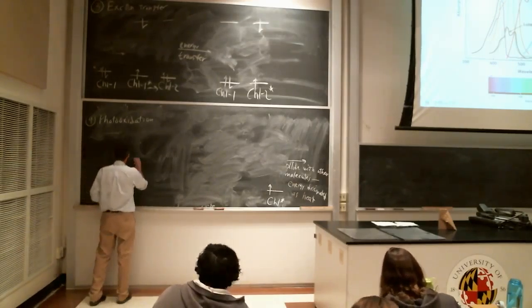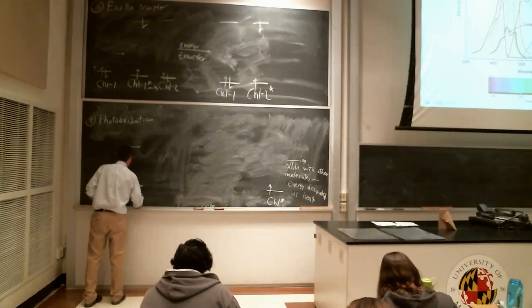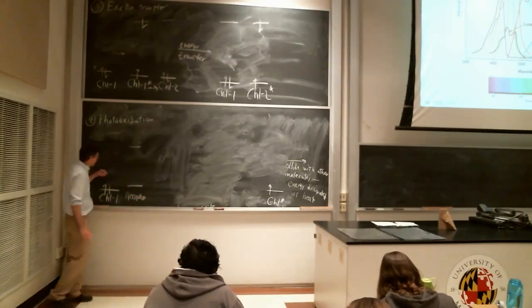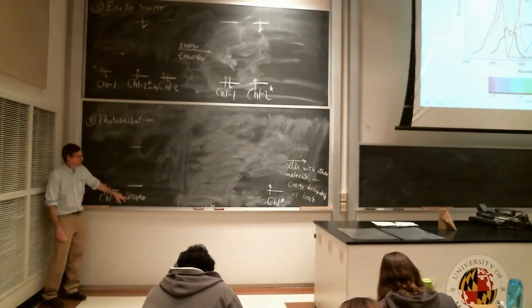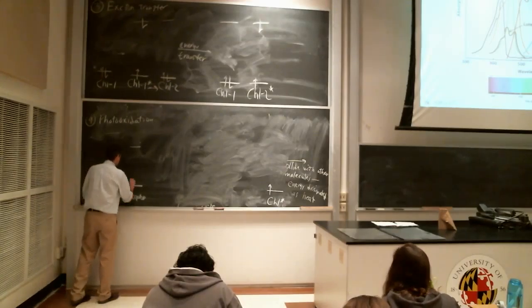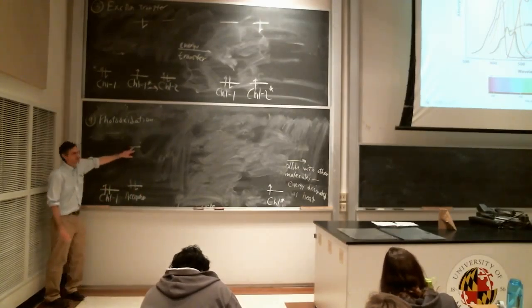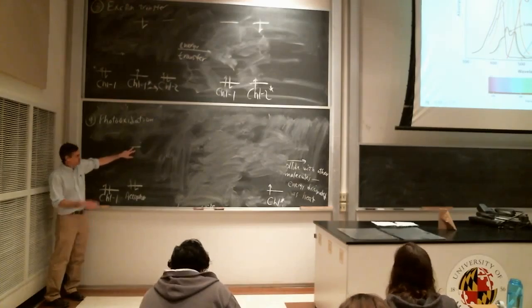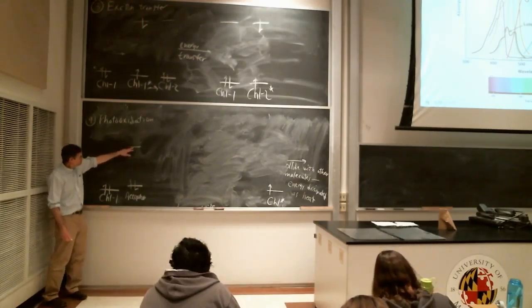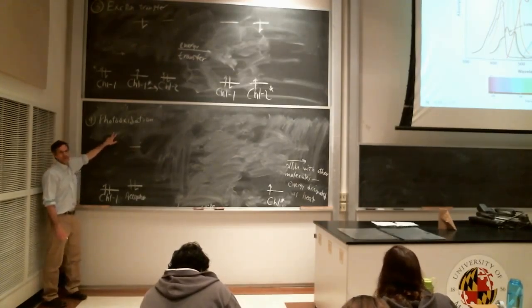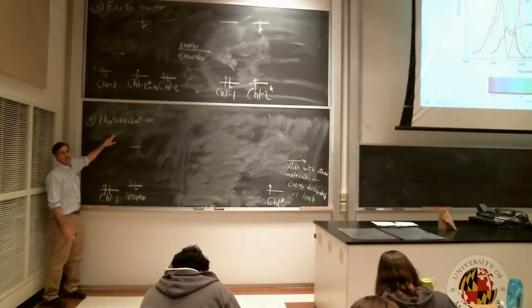So I'm going to arbitrarily just call it acceptor. And the acceptor is in a ground state. It has an excited state orbital, or unoccupied orbital. And the important thing is that this orbital energy can't be higher than this energy, right?